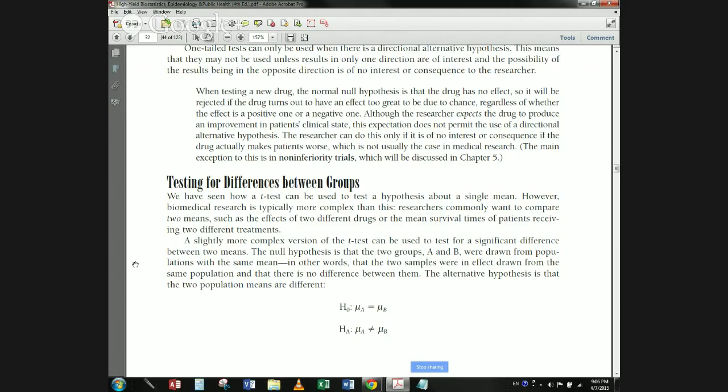The null hypothesis is that the two groups, A and B, were drawn from populations with the same mean. In other words, that the two samples were in effect drawn from the same population and that there is no difference between them. The alternative hypothesis is that the two population means are different. The null hypothesis, meaning that mu A is equal to mu B, and the alternative hypothesis being that mu A is not equal to mu B.